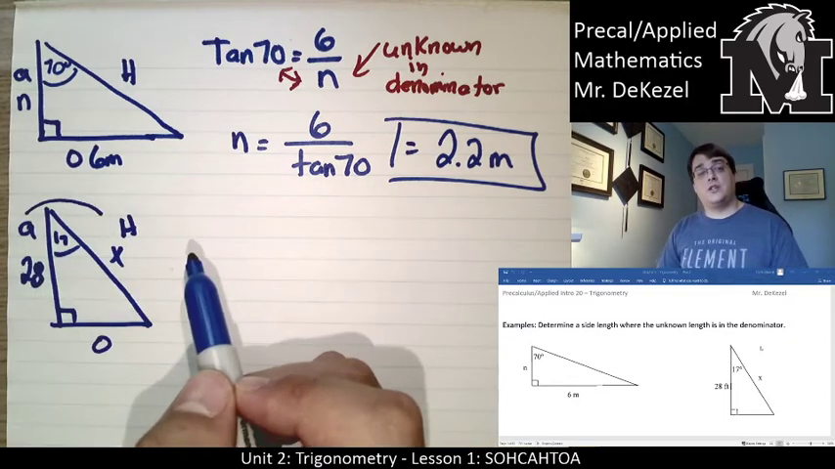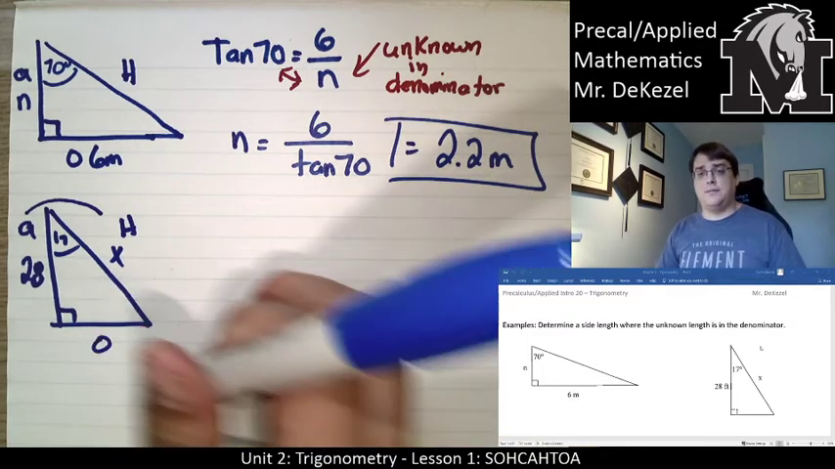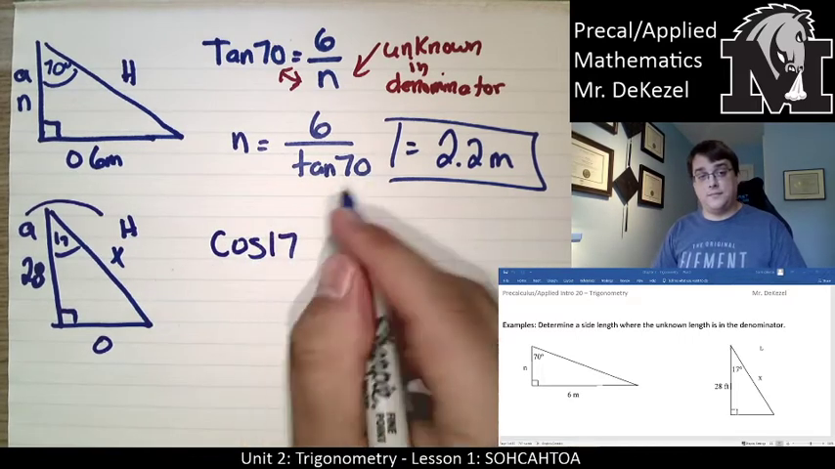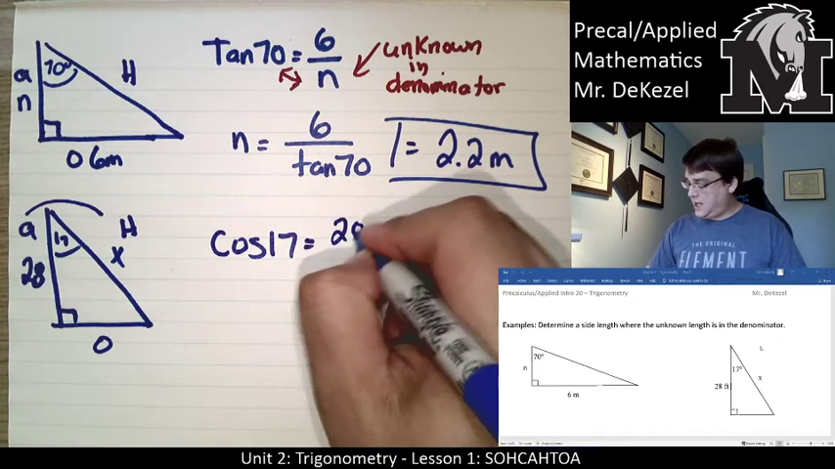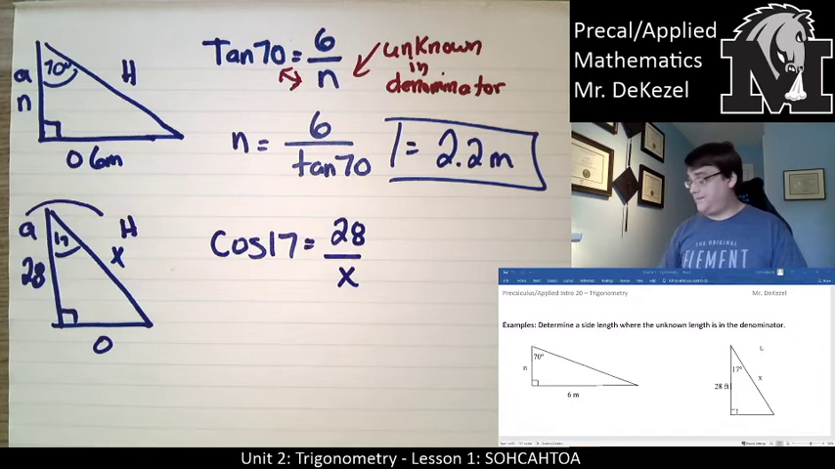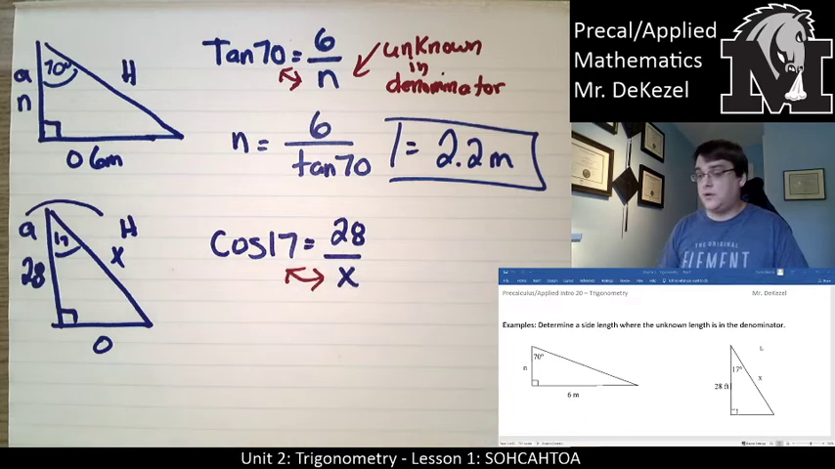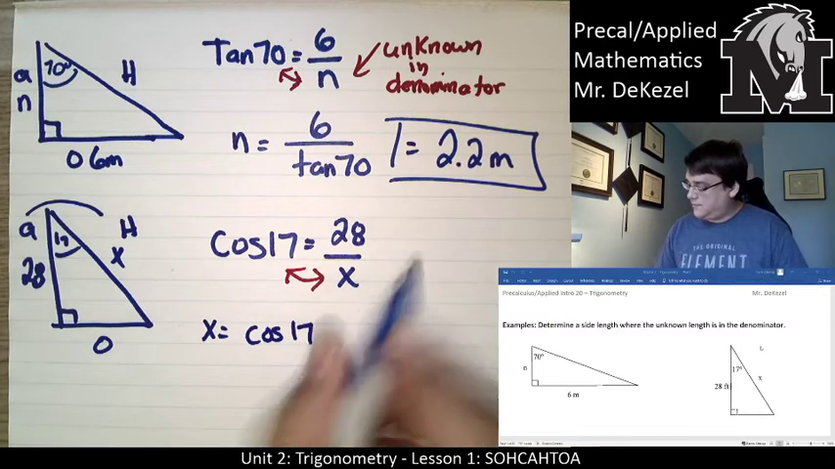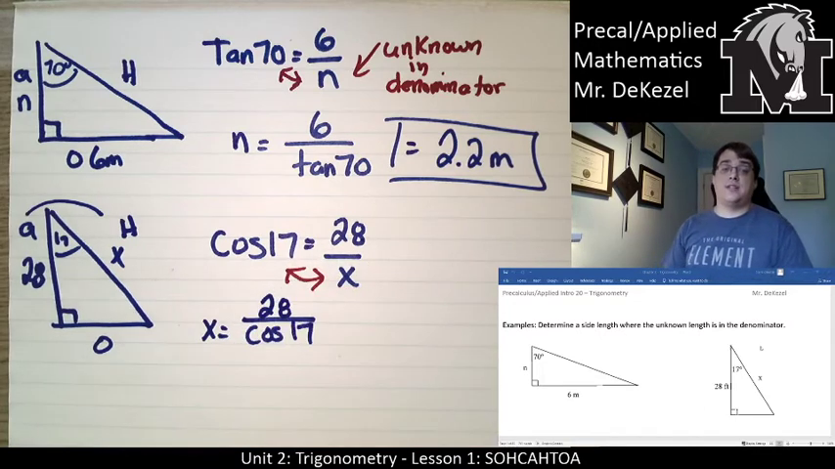So we're going to find a ratio that uses adjacent and hypotenuse. That would be cos. So cos of 17 is equal to adjacent over hypotenuse, so that's 28 over x. Again, our unknown is in the denominator, so we are going to pull our trick. We are going to switch them, and we are going to come up with x is equal to 28 divided by cos of 17.